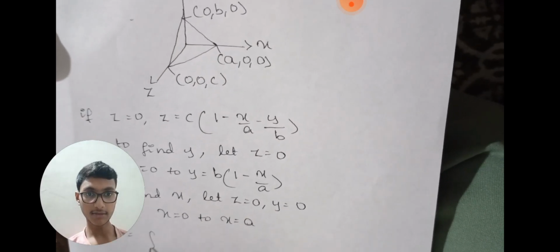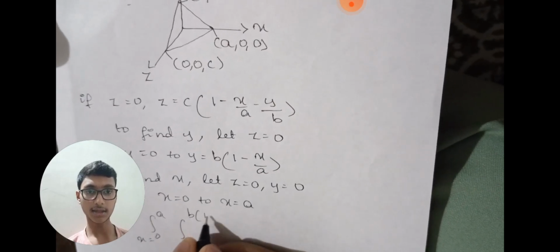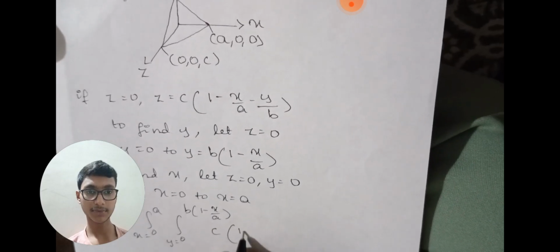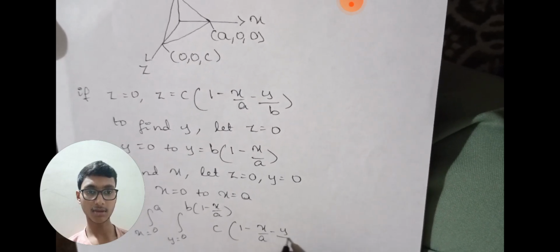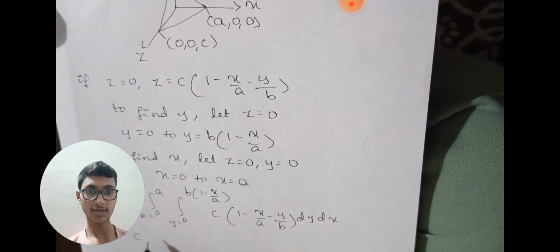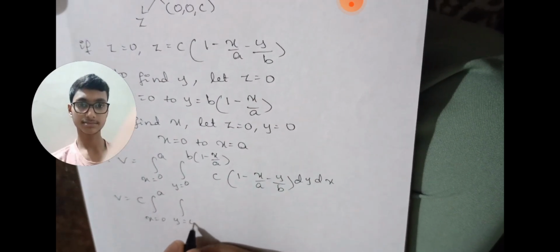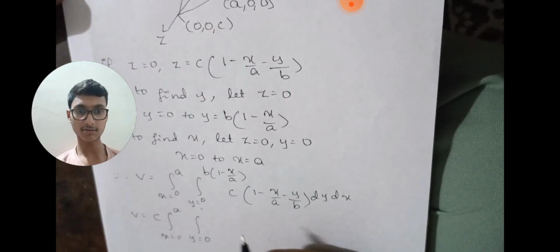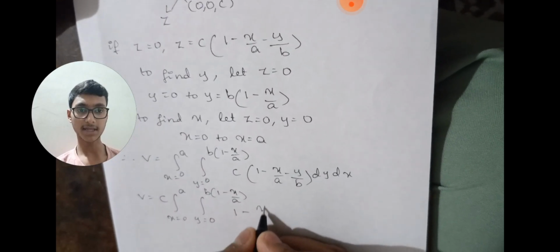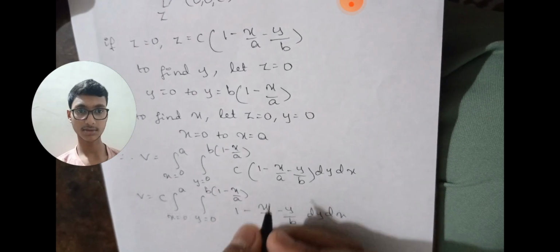So finally v is equal to the integral with x from 0 to a, and y from 0 to b into 1 minus x by a, of c into 1 minus x by a minus y by b, dy dx. So first let us integrate with respect to y. So c is constant, so I am bringing it outside. So integration limits x varies from 0 to a and y varies from 0 to b into 1 minus x by a. Left out is 1 minus x by a minus y by b dy dx.